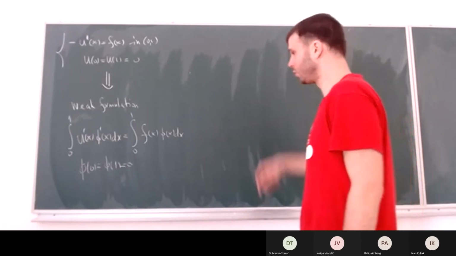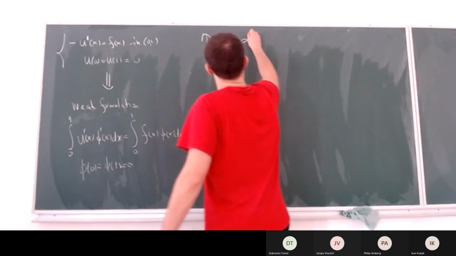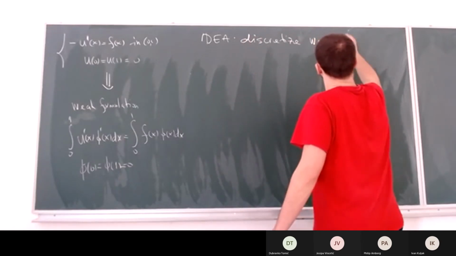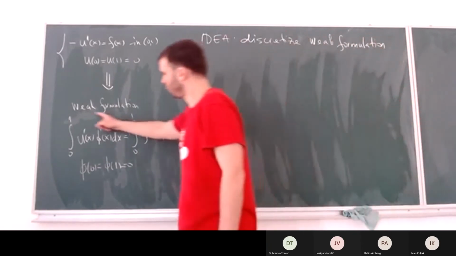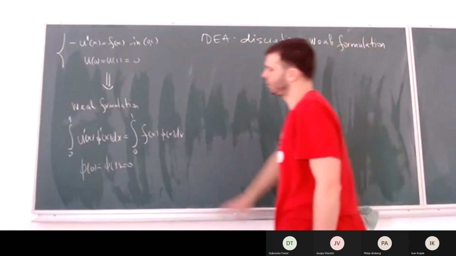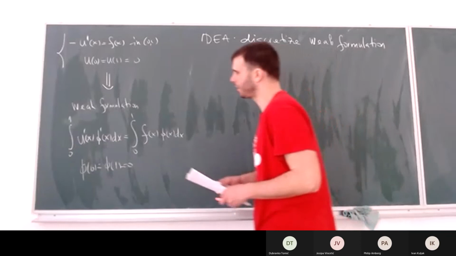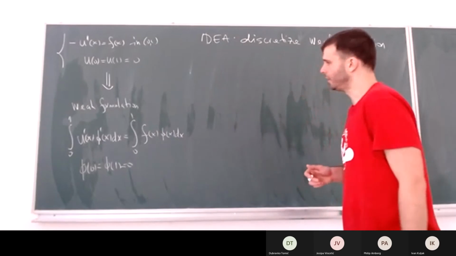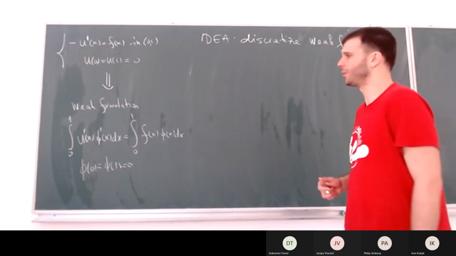An idea will be to discretize this problem. So the idea: discretize the weak formulation. Because this is also a continuous problem. So this is a continuous problem, this is also a continuous problem, but we have to go to a discrete problem. And we'll discretize this. The usual way of discretizing is to introduce the so-called finite element space. But we'll try to describe things in steps.